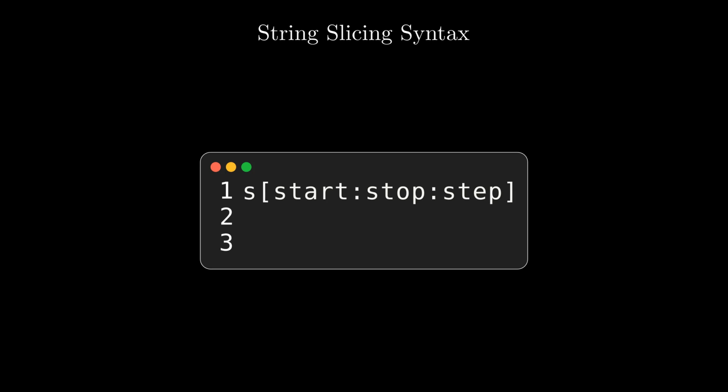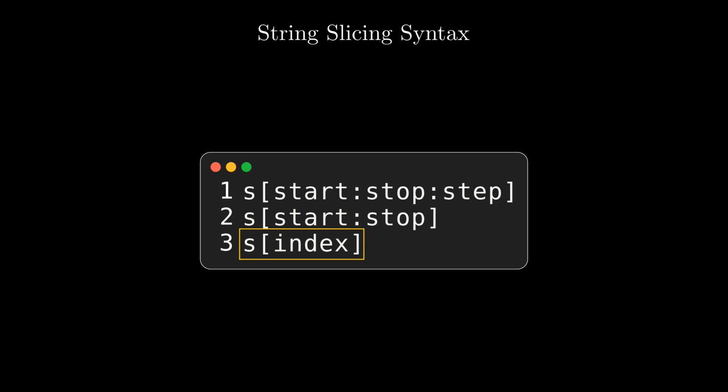Beyond single characters, slicing extracts a substring. The syntax places up to 3 numbers inside the brackets, separated by colons: start, stop, and step. Start is the index where the substring begins. Stop is the index to stop at, up to but not including that position. Step controls how you move through the characters. 1 takes every character, 2 takes every other, 3 skips 2 between each. Supply only 2 numbers and the step defaults to 1. Supply 1 number with no colons and you're back to single character indexing.